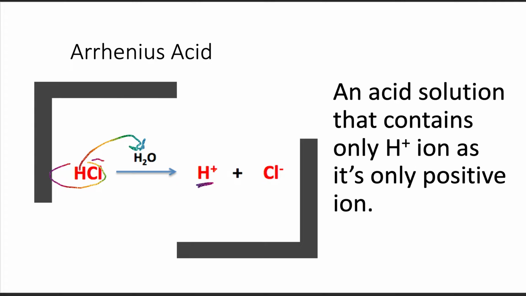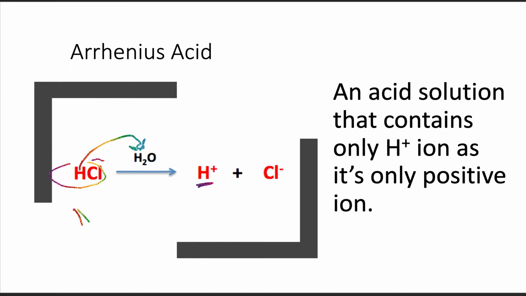And when you're looking at Regents questions, sometimes they'll ask which of these would contain only a hydrogen ion as its only positive ion. So you would have to know that it's an Arrhenius acid. And you would know by looking at what's in the substance, and it's usually when it has an H in front of it.